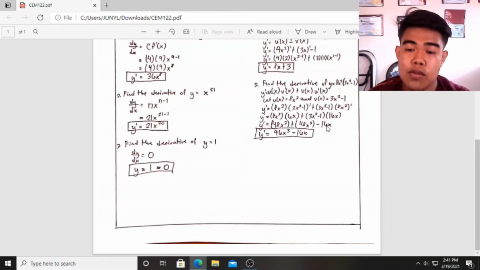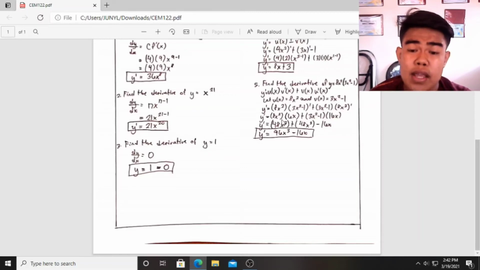So how do we find the u x and the v x? So the first term is our u x and the second term is our v x. The first term is 8x squared and the second term is 3x squared minus 1. So we just let u x equals 8x squared and v x equals 3x squared minus 1. So I substituted it: 8x squared times (3x squared minus 1) prime plus (3x squared minus 1) times (8x squared) prime.